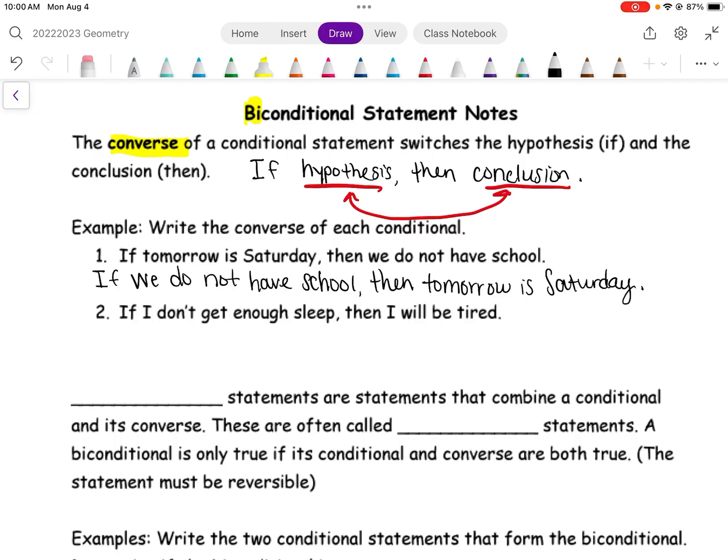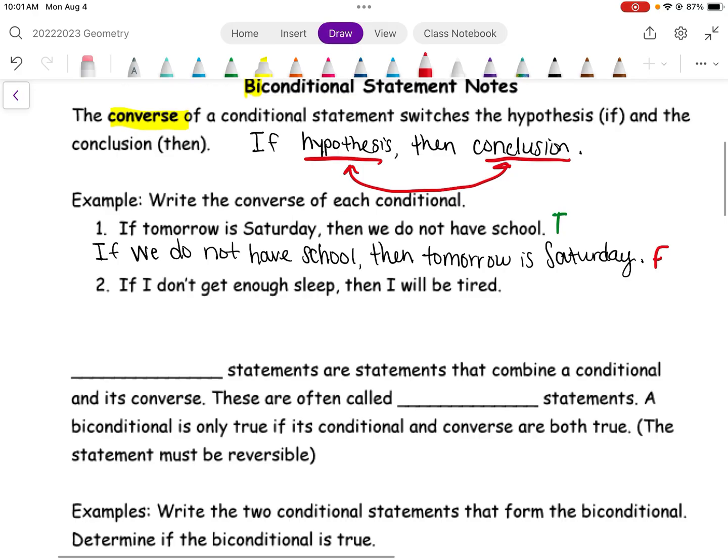Sometimes a converse will change the truth value. So if you think about this one, if tomorrow is Saturday, then we do not have school. In our case, this is always true. We have never had school on a Saturday. We probably never will. Hopefully not. So if tomorrow's Saturday, we definitely don't have school. Now, when you write the converse, it changes that sometimes. If we do not have school, then tomorrow is Saturday. That's not necessarily true. It could be Sunday. It could be Christmas. It could be Memorial Day. We don't know, okay? There's lots of reasons we could not have school tomorrow.